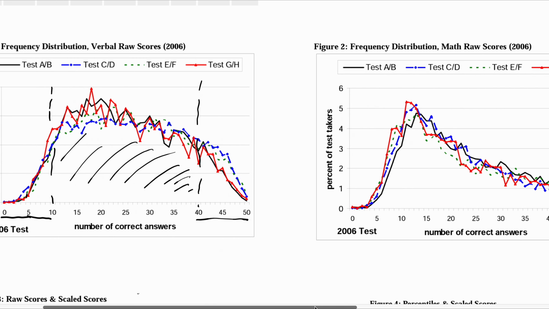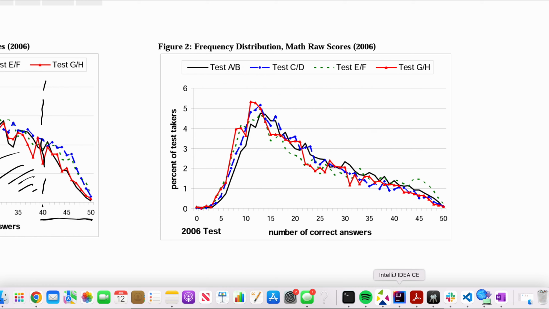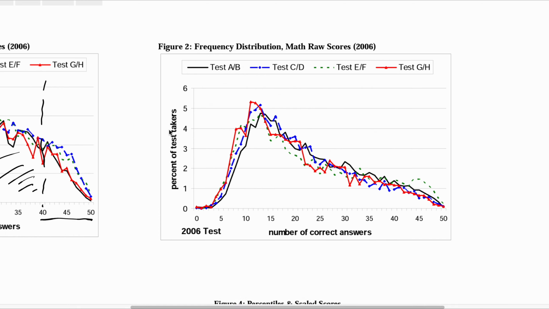Then let's scroll over to look at the math raw scores. Again, this curve looks a little bit different, right? We see that the mean is slightly lower, and it's skewed a little bit. So it's not really a uniform distribution, but it's more spread out. The average might be lower, but more people are getting the top scores, between 30 and 50. So yeah, it's just a little bit skewed.